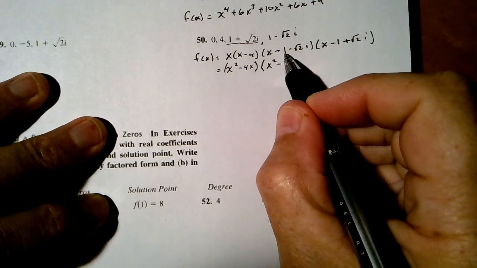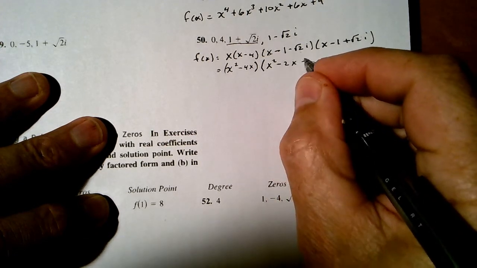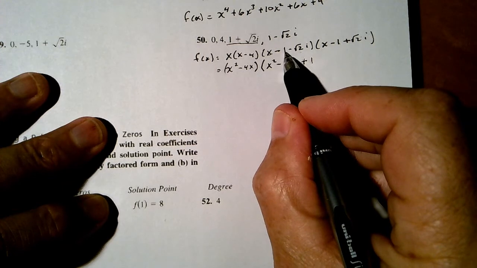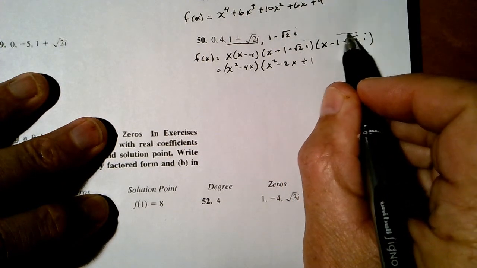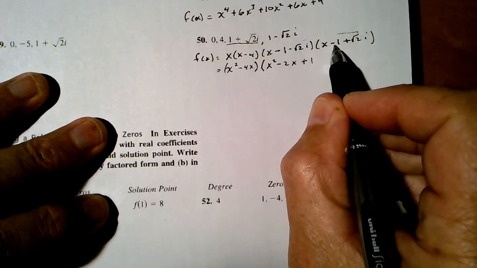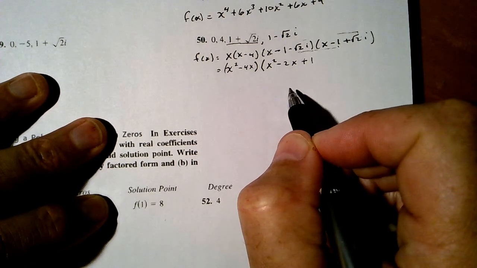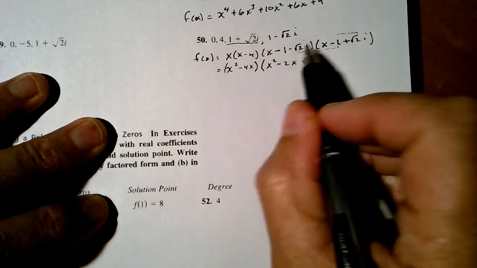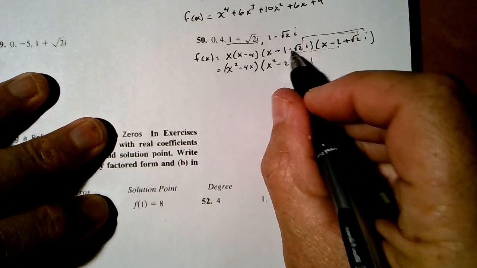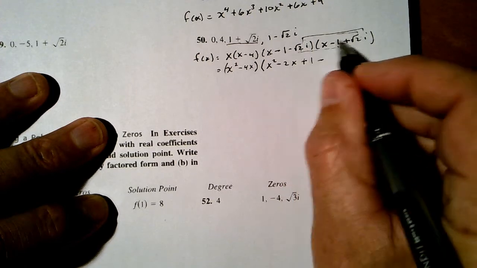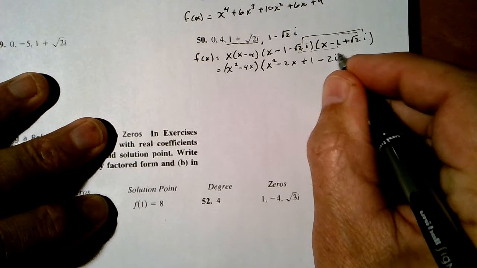So how about just a plain old number? I get minus 1 times minus 1 plus 1. How about the numbers mixed with the imaginaries? Watch this one. Here's minus square root of 2i, and here's plus square root of 2i. Those cancel. So I'm done with the ones, and all I'm left with is the imaginary times the imaginary. Minus times plus minus, square root of 2 times square root of 2, 2. i times i squared.